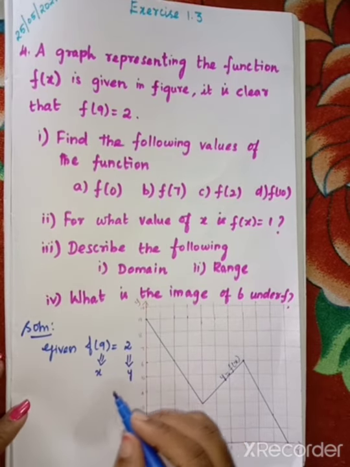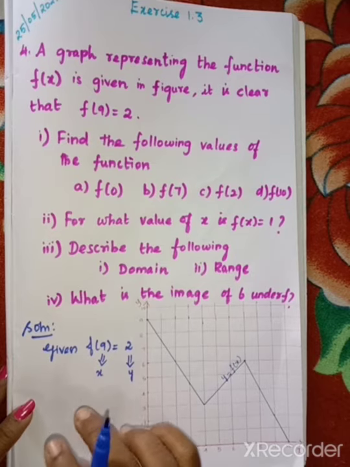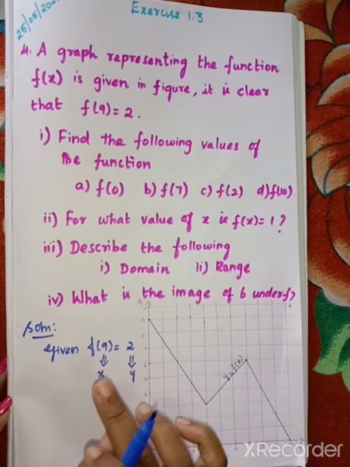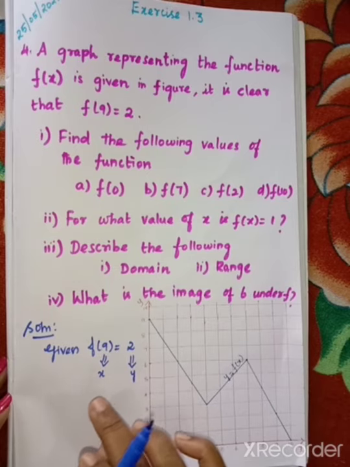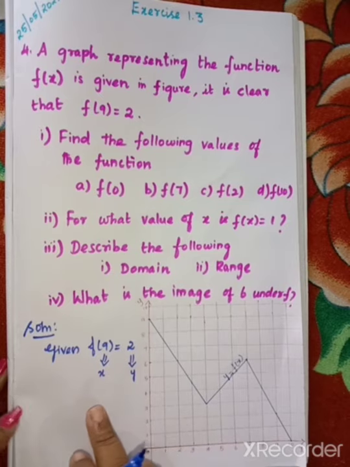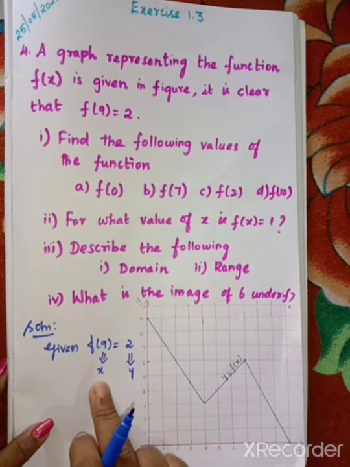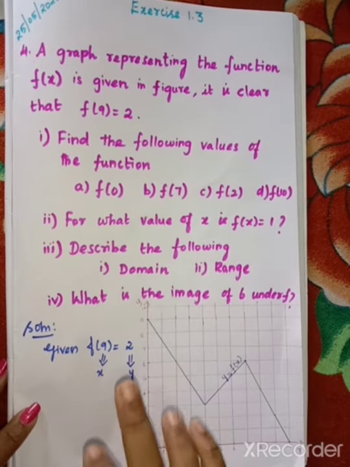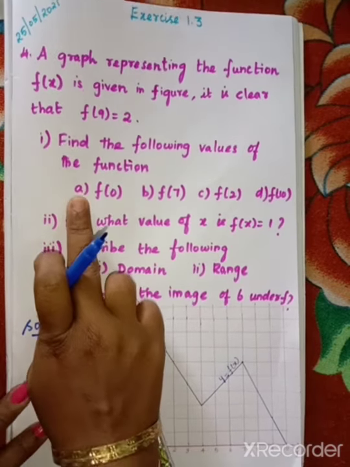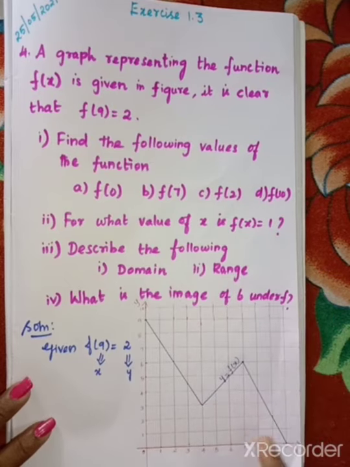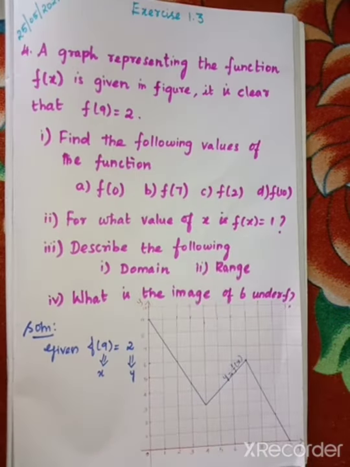That is what we have seen in the note: if f of a equals b, here b represents the image and a represents the pre-image. Likewise, here we can say that x is considered as the pre-image and y as the image. From this, we want to find the following values. How to solve this? By using the graph, we can find the function.